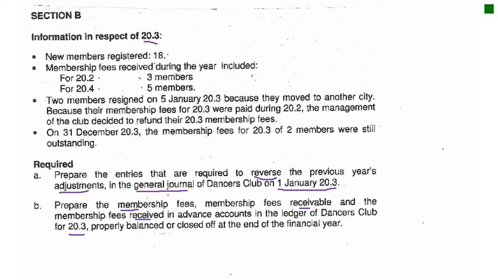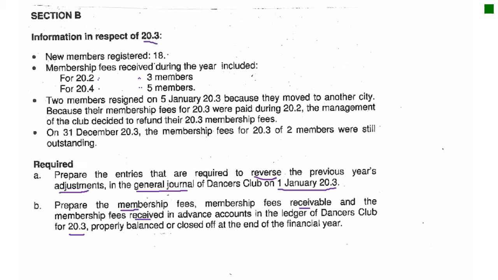So we're going to use that information later on in the question, because we've just worked out that 4 members still owed money for 2002, but here we see only 3 have paid. So it probably means that 1 member is going to have to be cancelled, and these 5 members are the membership fees received in advance at the end of 2003.